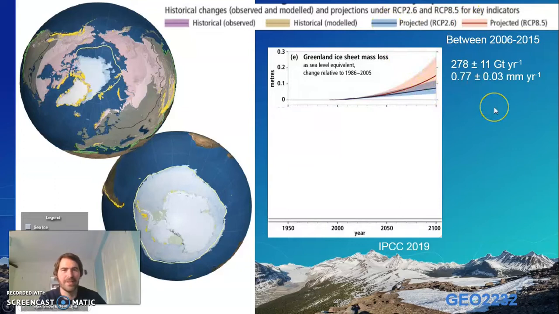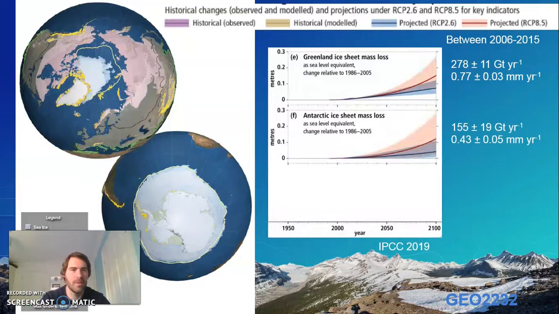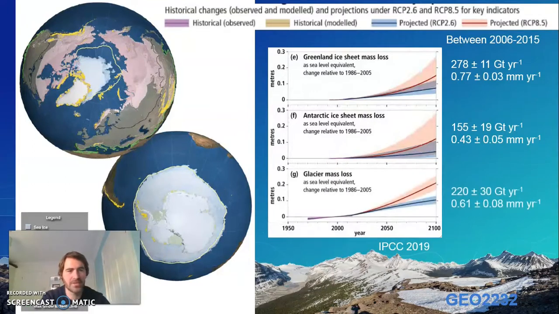So for Greenland, between 2006 and 2015, let's compare that to Antarctica, which had mass loss at an average rate of 155 gigatons per year, mostly due to rapid thinning and retreat of major outlet glaciers draining the West Antarctic ice sheet. The glaciers worldwide, outside of Greenland and Antarctica, lost an average rate of 220 gigatons per year. That's equivalent to 0.61 millimeters a year sea level rise. So it's right up there with the ice sheets.